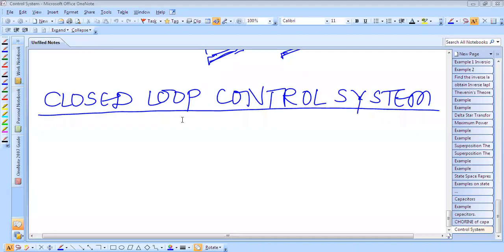Good morning, students. Today we'll discuss closed loop control systems.